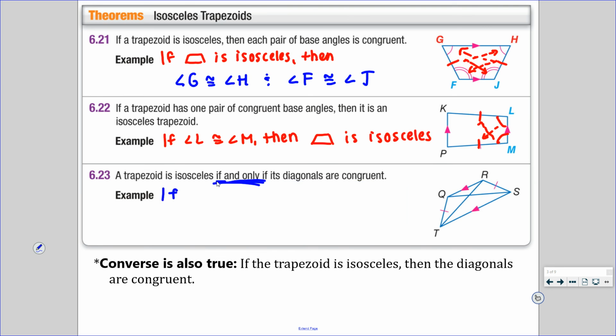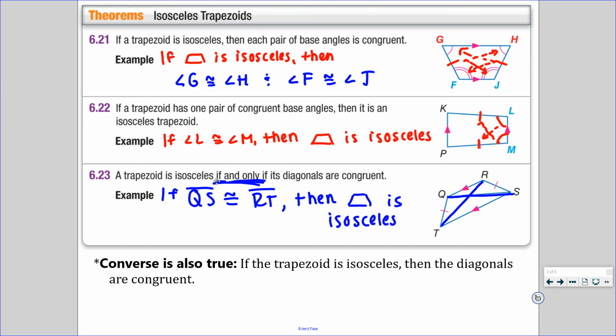So if in this case the diagonals are congruent, where the diagonals are the opposite vertices, like QS, if that's congruent to RT, those are the same length, then the trapezoid is isosceles. And then I just put down here what that if and only if means. It means the converse would also be true. If you know the trapezoid is isosceles, then the diagonals are congruent. Oh my gosh, there are so many characteristics and properties. Maybe we need a little spreadsheet of all these. That'd be fun. Okay, so those are isosceles trapezoids.